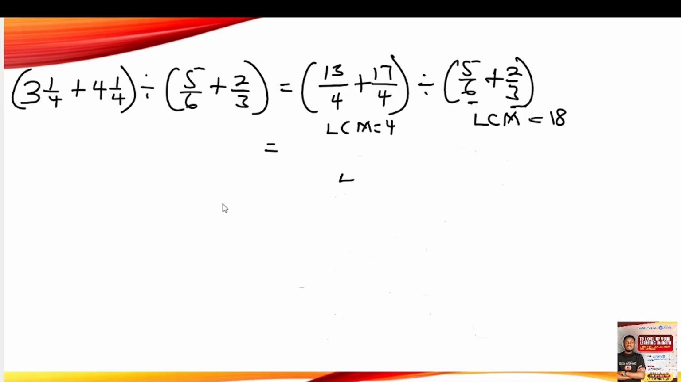So now what is the question for the number 2? The number 2, we have 1 on 3 plus 1 on 4, all divided by 1 on 3 minus 1 on 4. Now this is question 2.